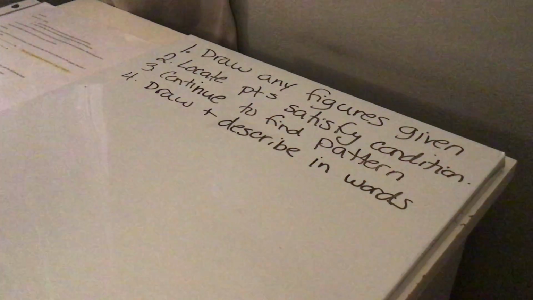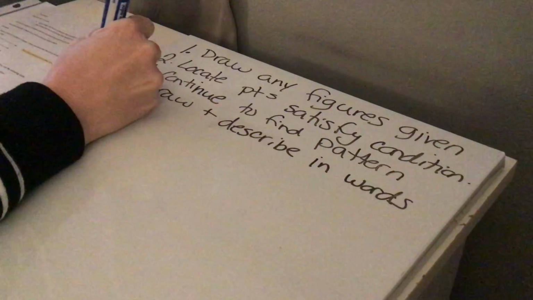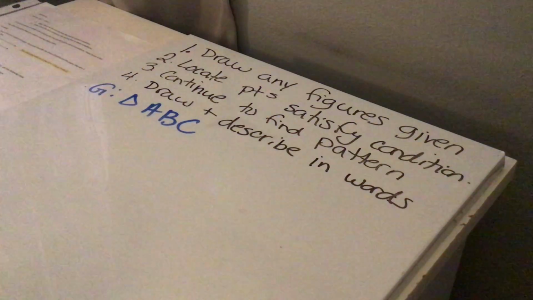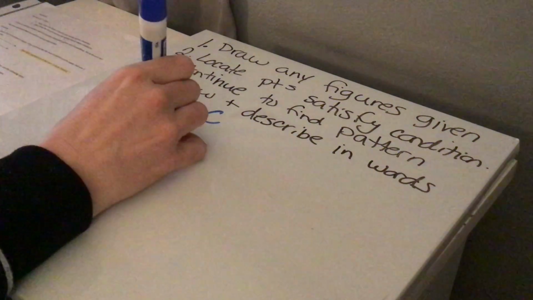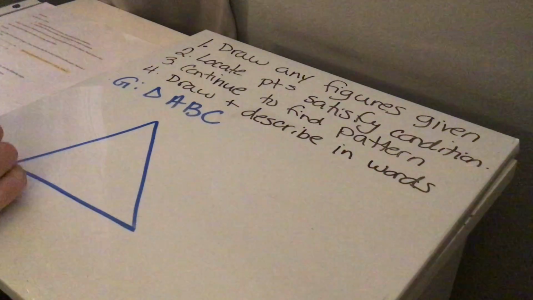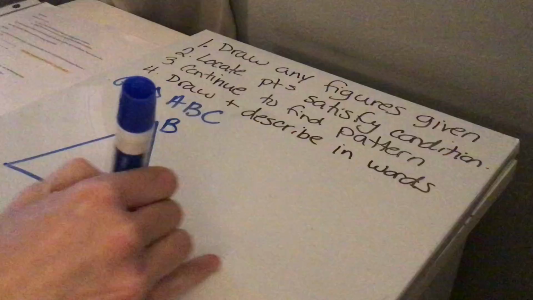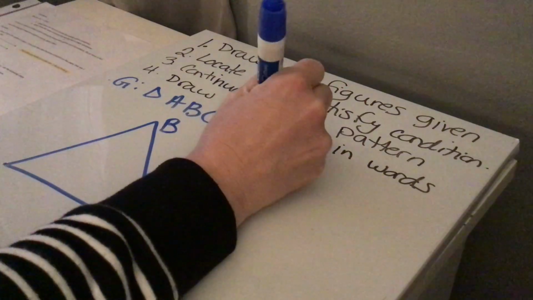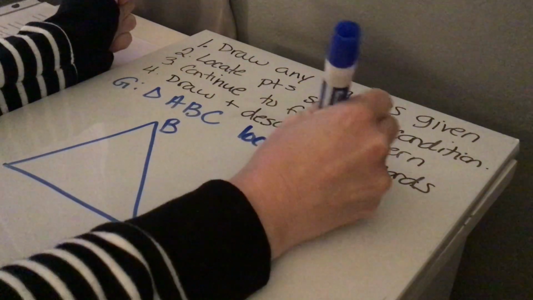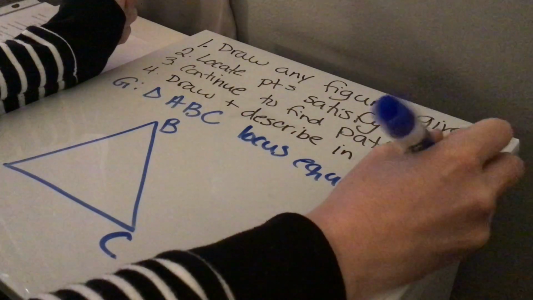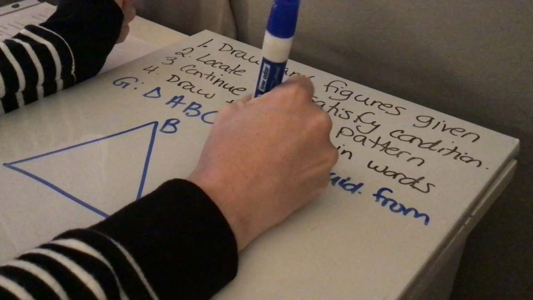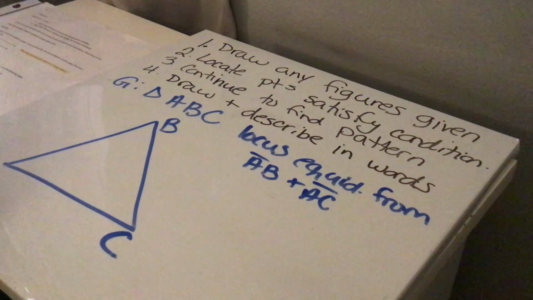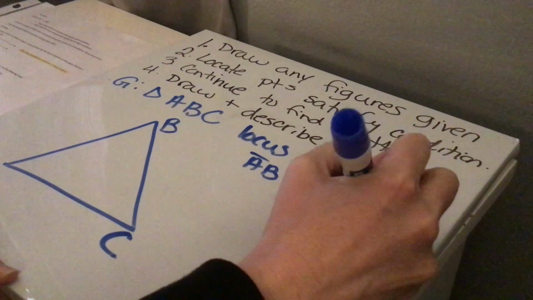So we're going to start with a triangle. So triangle ABC. It doesn't say what the triangle looks like. It just says given triangle ABC. So here is my triangle ABC. I'm going to start with the given. You want to find the locus of points that are equidistant from AB and line segment AC, and equidistant from A and B.